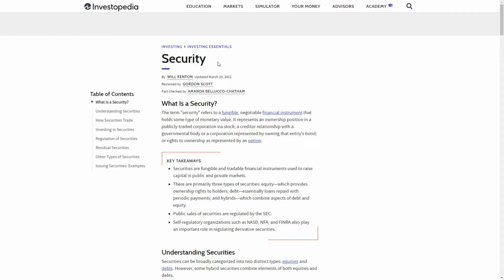Now we know what a security is, we're going to go learn about something called the Howey Test, which is something that the SEC use to determine whether an investment vehicle is a security or not. Let's jump right into it.